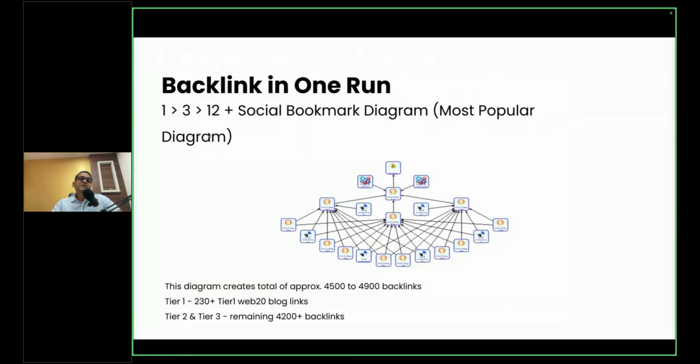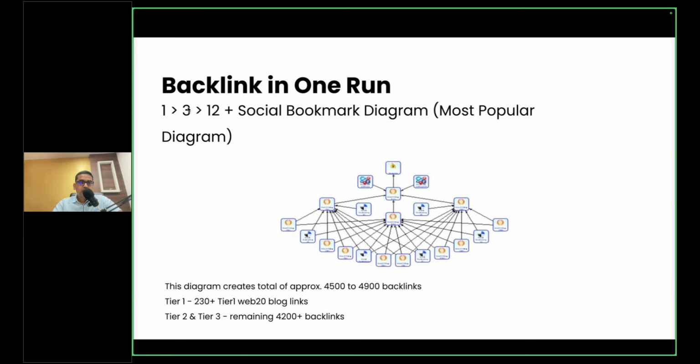Now many people ask me which diagram you love, which one you prefer. I say I still use almost every single campaign the same diagram. It is 1, 3, 12 plus social bookmarking. So one Web 2.0 task linked to our backlink, then 3 Web 2.0 linked to that one Web 2.0. So suppose 200 backlinks created here, nearby 230, then 230 here, 230 here, 230 here, and all these 690 backlinks will link to those 230 links.